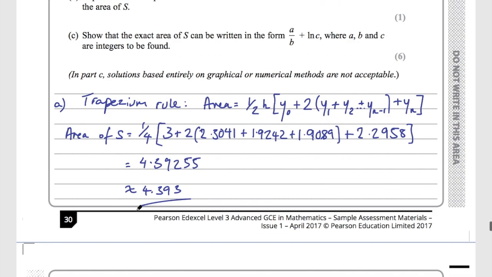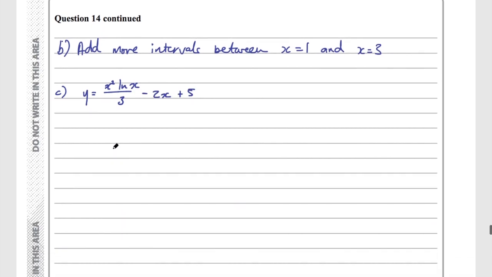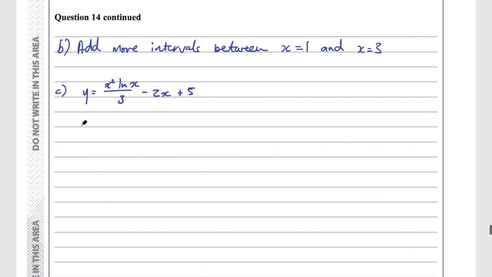So we need to take the integral of this equation. So let's start off by writing that equation down again. So y equals x squared ln x all over 3 minus 2x plus 5. Okay, so to find the area of S, we are going to need the integral of all of this. So x squared ln x over 3 minus 2x plus 5.